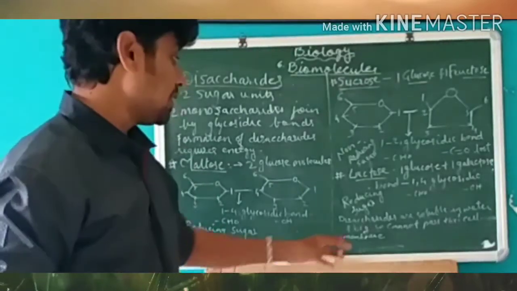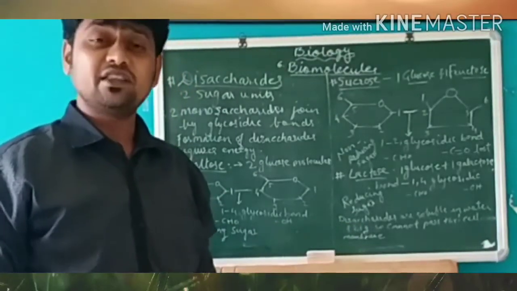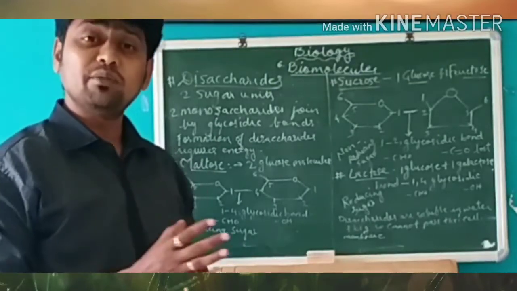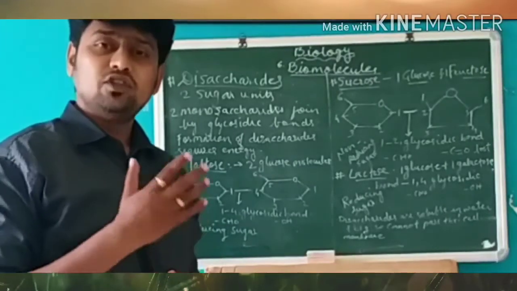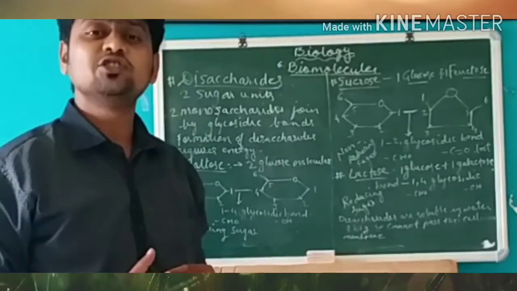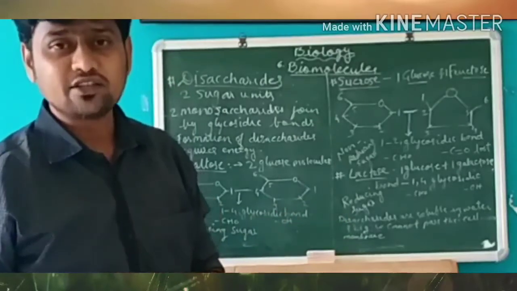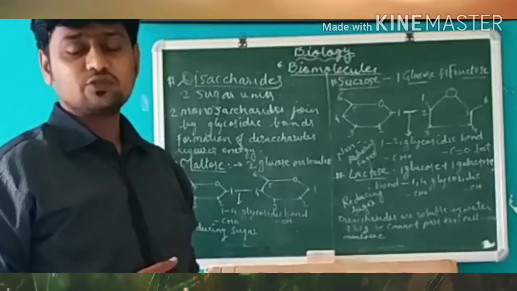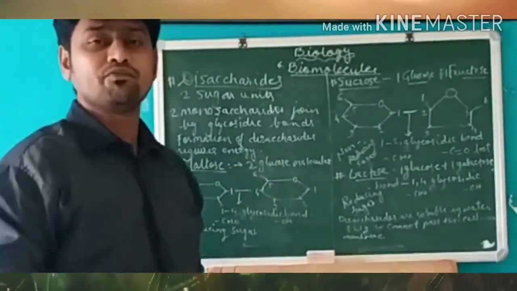Disaccharides are soluble in water, but their molecules are big. So disaccharides cannot pass through the cell membrane and cannot enter the cell. That is why they are broken down into monosaccharides during digestion of food in the small intestine. Monosaccharides are small and also water soluble. They can easily pass through the cell membrane and enter the cell.